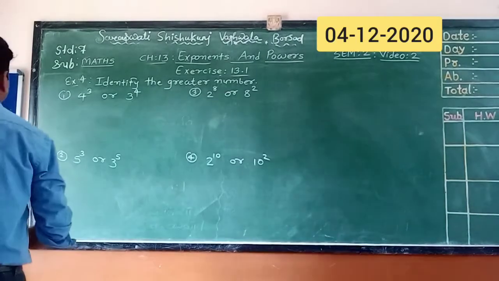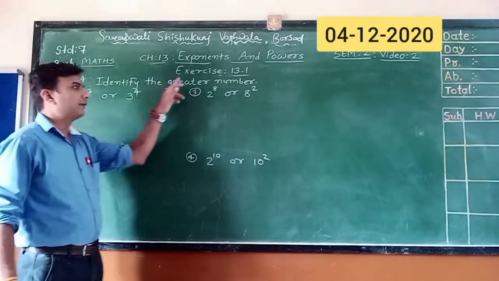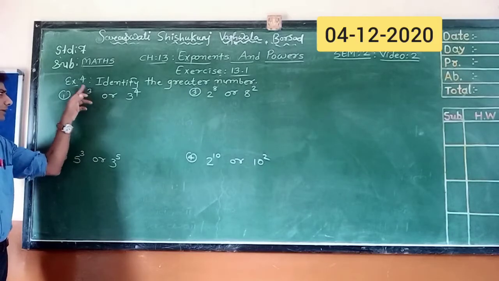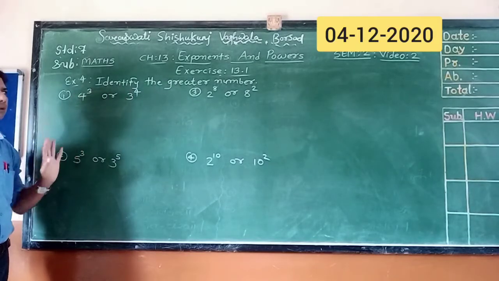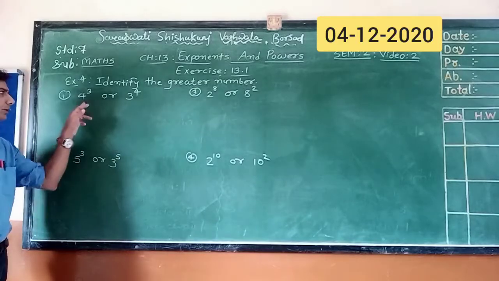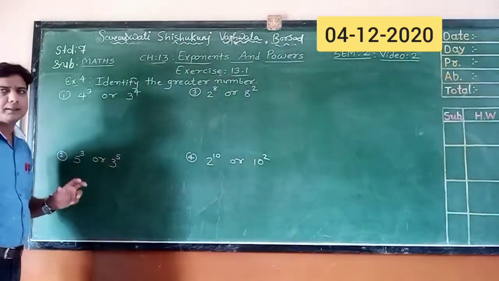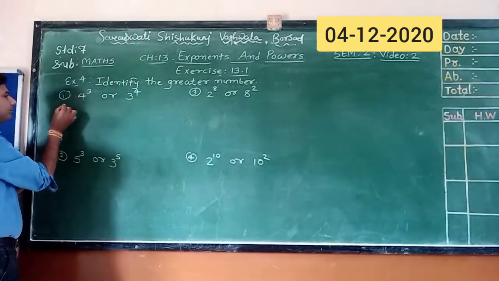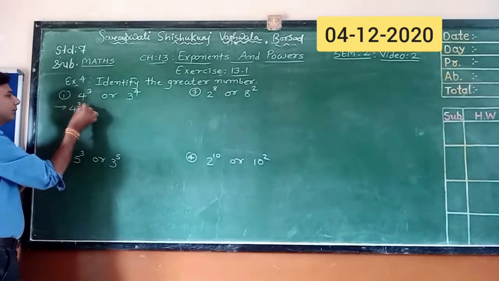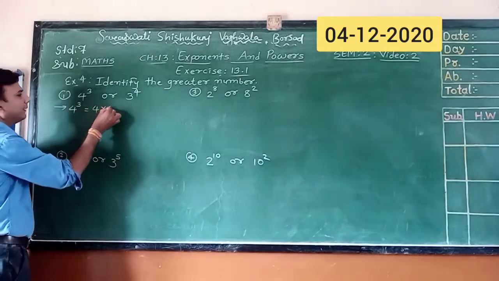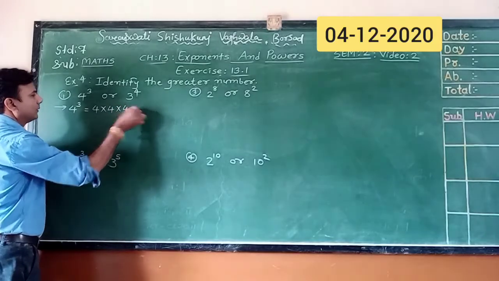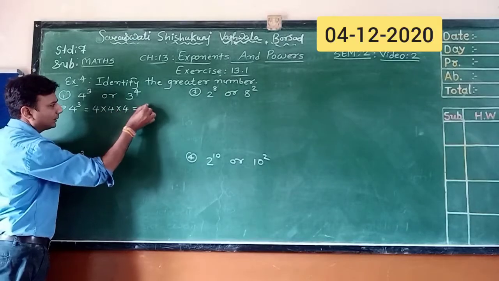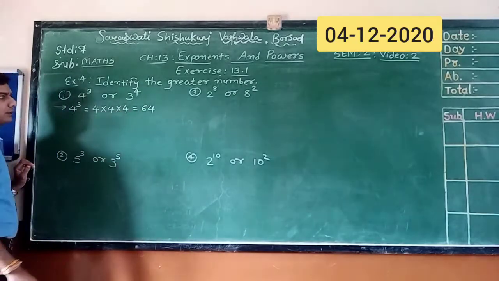Now sum number 4. Identify the greater number. Two exponential numbers are given: 4 cube and 3 raised to 4. From these two numbers, we have to justify which value is greater. First we take 4 cube. 4 cube means we write 4 three times. 4 times 4 is 16, times 4 is 64. Clear? 64.